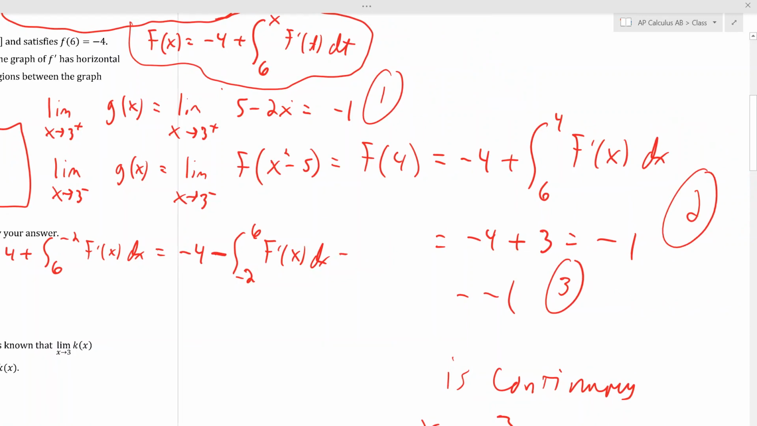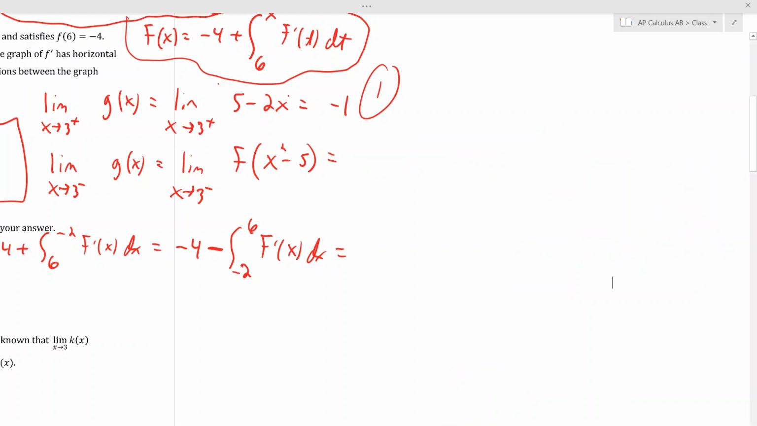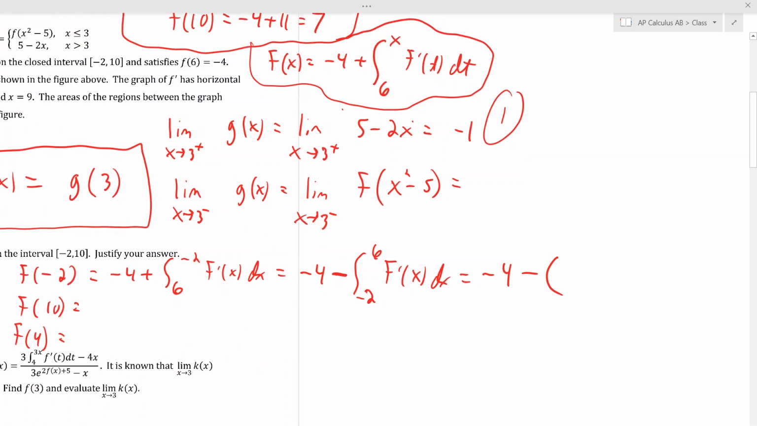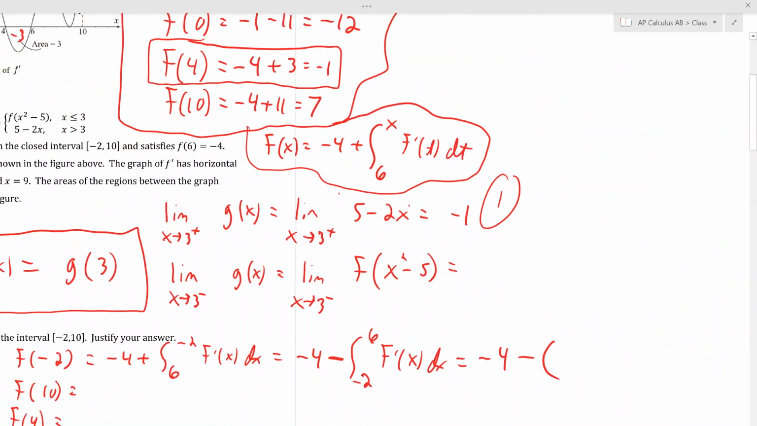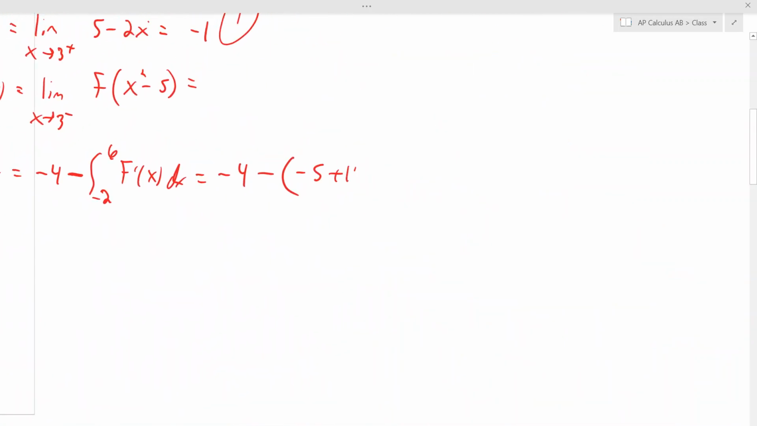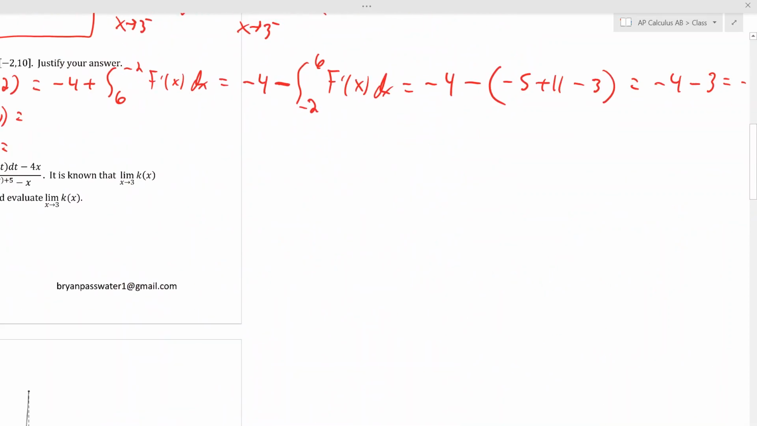All right, so this is going to equal negative 4, and all we got to do is find the areas from negative 2 to 6 now, because I'm subtracting it off. So that is a negative 5, a positive 11, and we're going all the way to 6, so then a negative 3. So negative 5 plus 11 minus 3. All right, and what is that? Negative 4 minus, is that 8? 11 minus 8 is 3. So minus 3, so negative 7. Is that what we found up here already? If negative 2, yeah, it was negative 7.